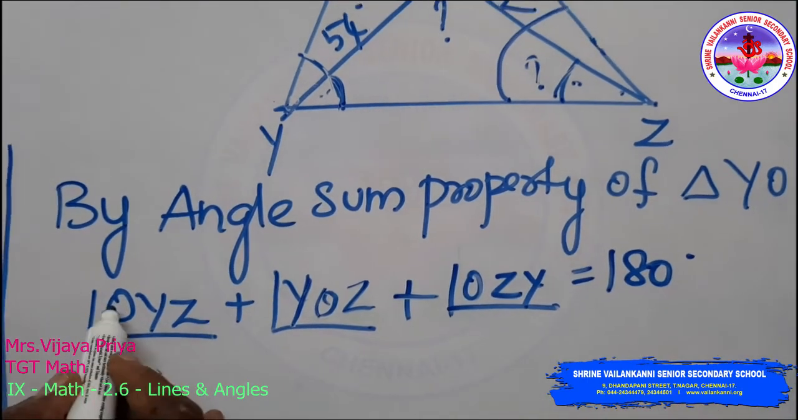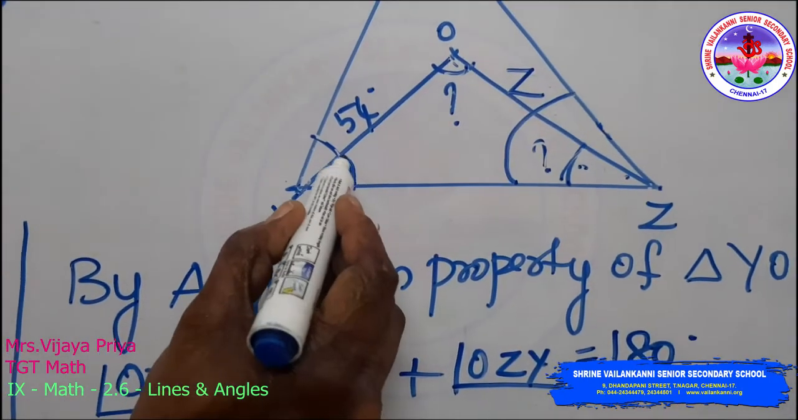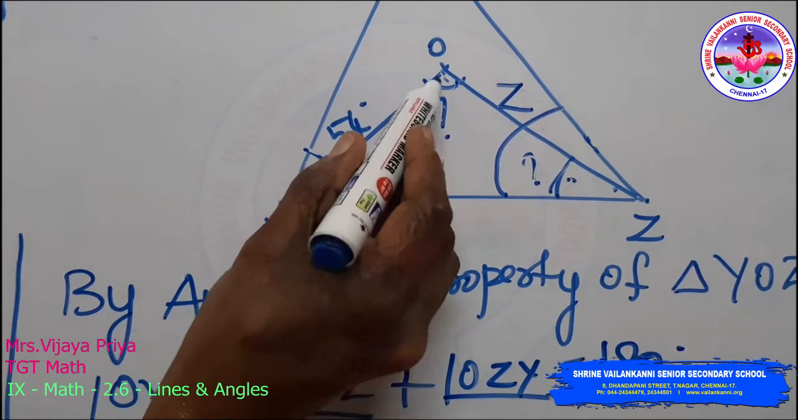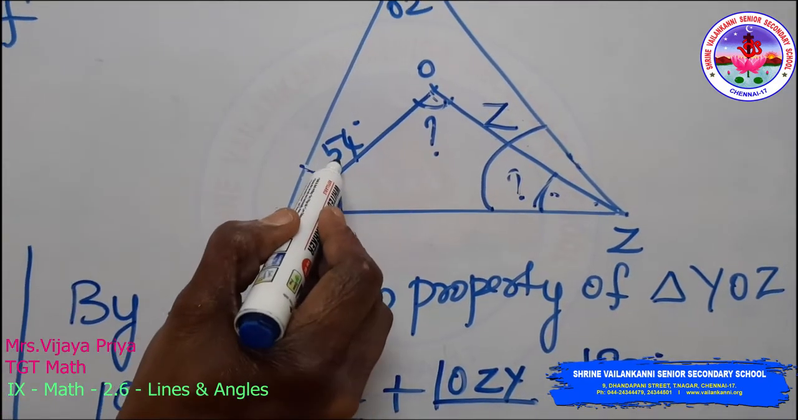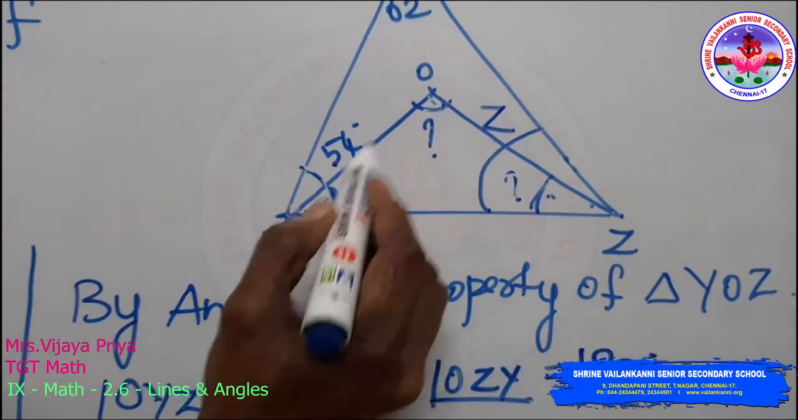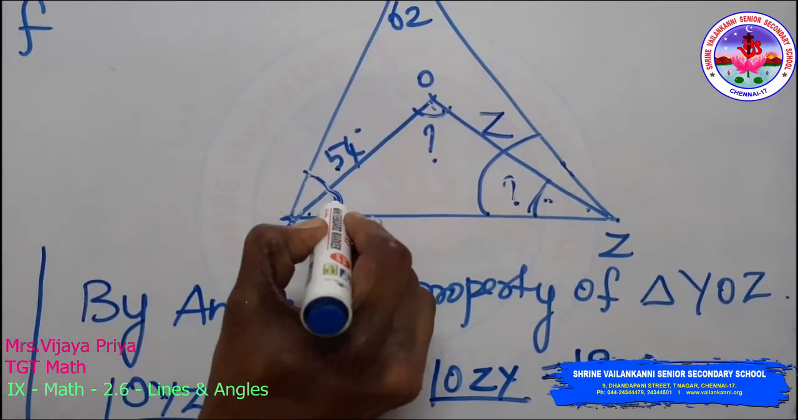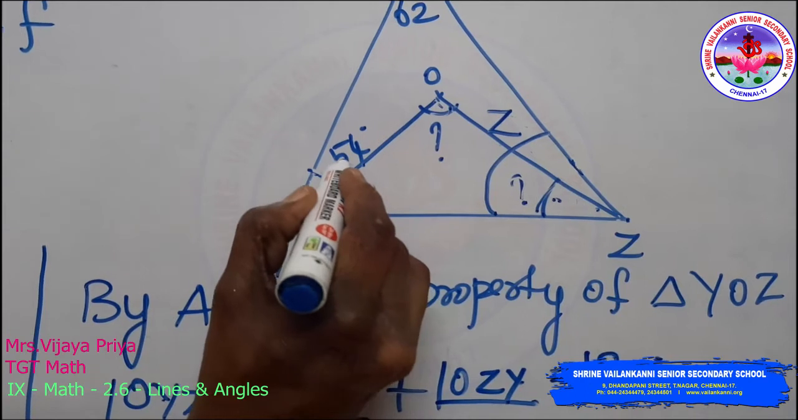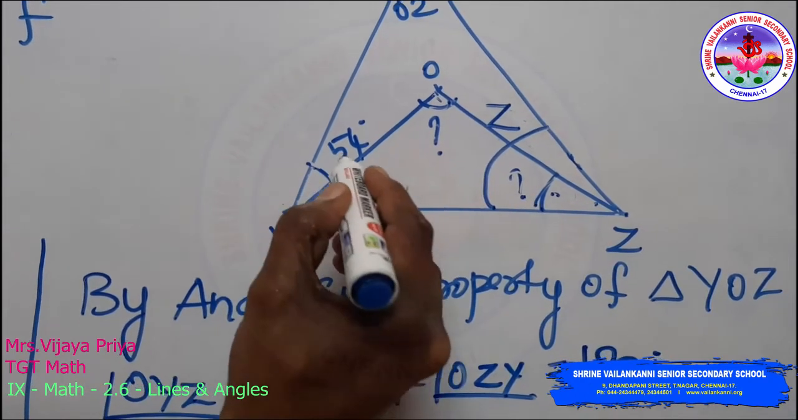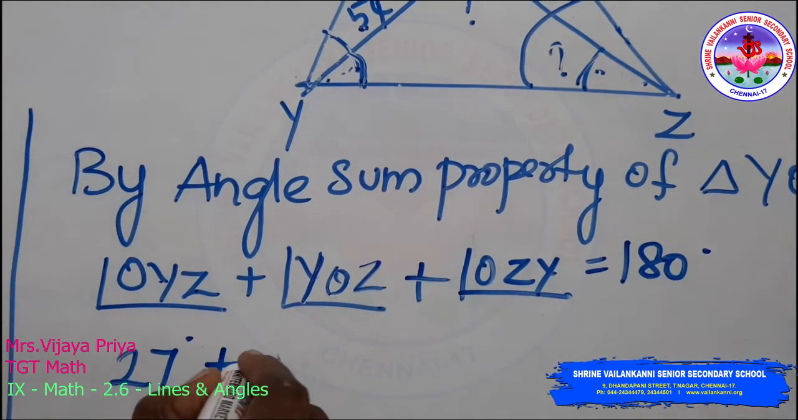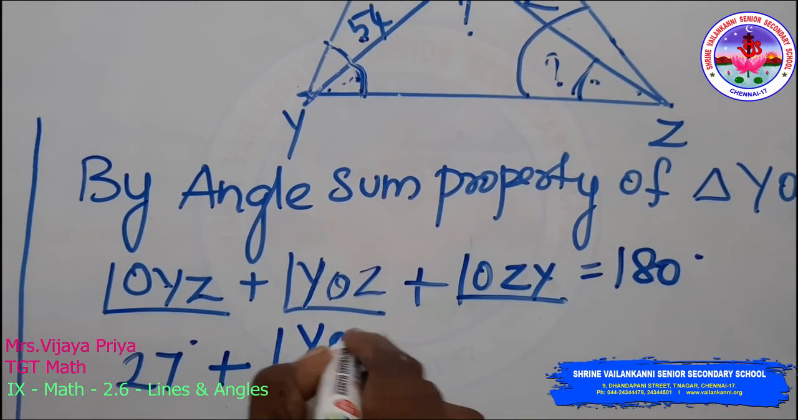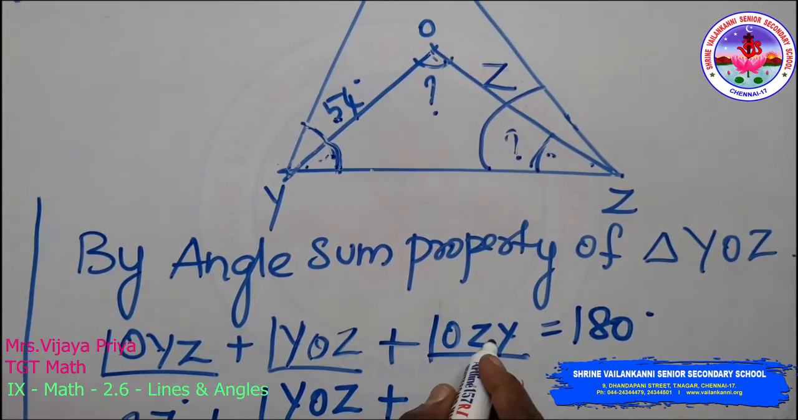So this OYZ, since OY is a bisector of angle Y, which is 54, this OYZ will be half of my 54. So half of my 54 will be 27 degree. So I am writing OYZ is equal to 27. So YOZ I want to find out, as well as OZY.